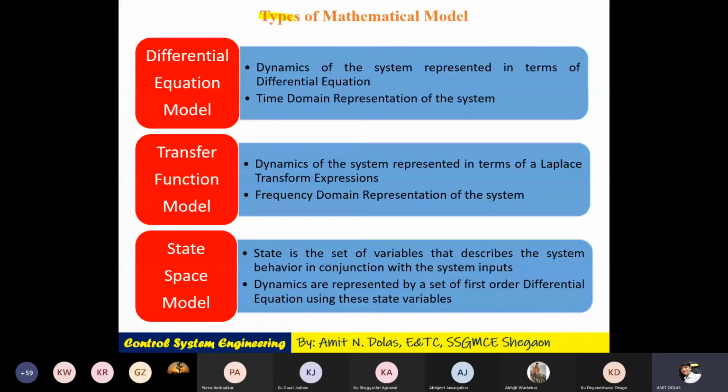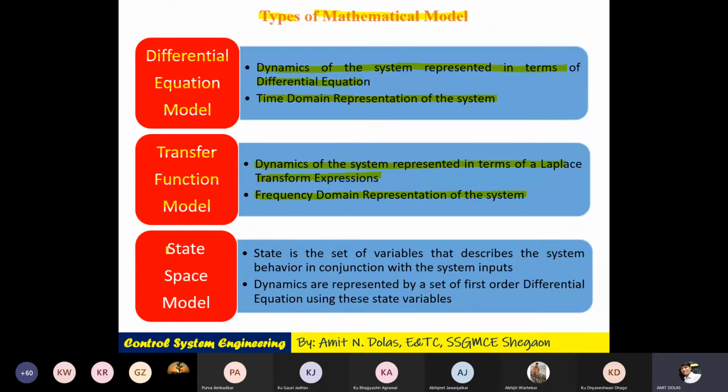Before going ahead, we'll see the types of mathematical models. Types can be differential equation of the model, जैसे हम KVL and KCL लिखते हैं in terms of RLC circuit or electrical circuit. So dynamics of the system represented in terms of differential equation. Time domain representation of the system. Differential equation is nothing but time domain representation of the system. We have seen earlier also. Then another is transfer function model. We have seen this also. Dynamics of the system represented in terms of Laplace transform expression. We did this. This is not an unknown thing. And represented in frequency domain representation of the system.